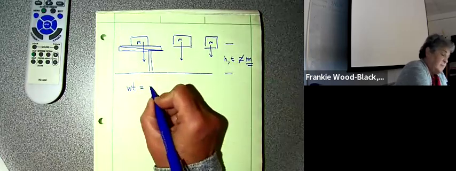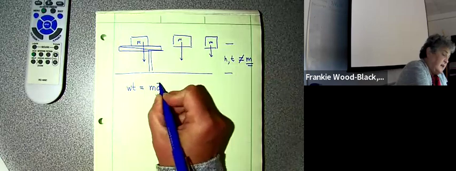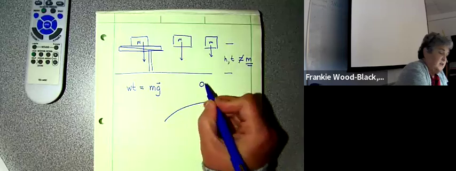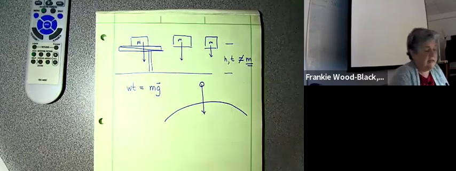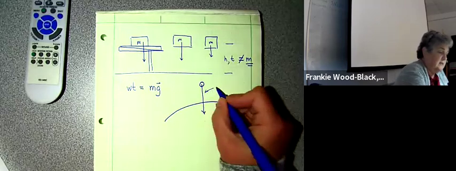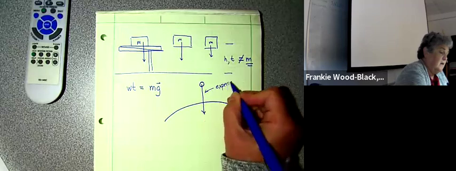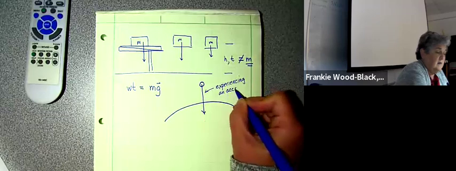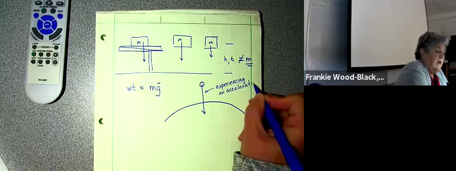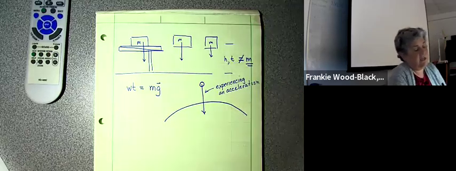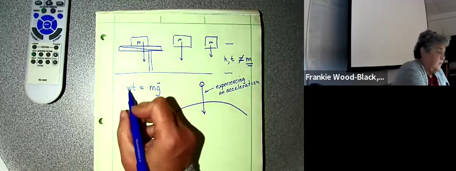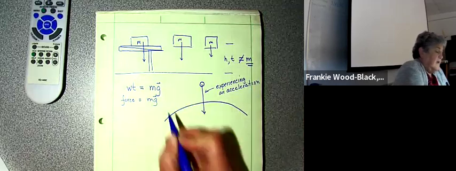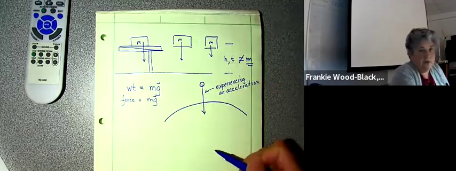And weight is going to be mass times my acceleration due to gravity. And if I think about my Earth here, if I have an object on Earth, there's always something that's pulling it down. It's experiencing an acceleration. And that experienced acceleration results in the weight, and my weight is a force. And it has direction. It's going towards the center of the Earth.